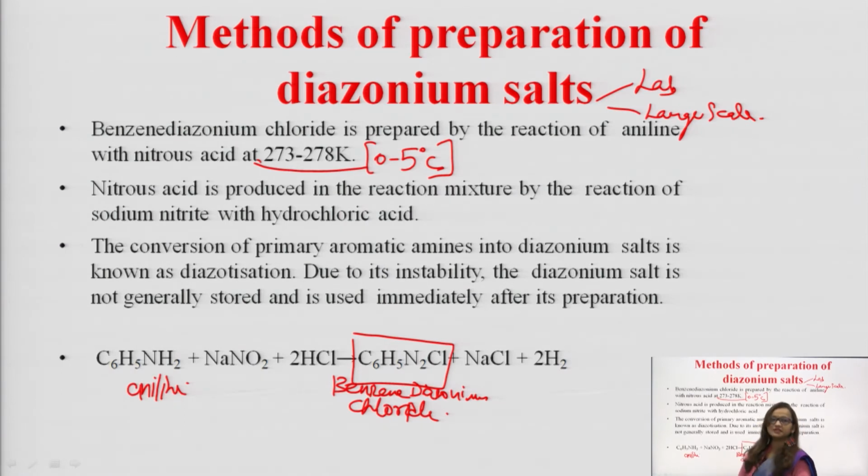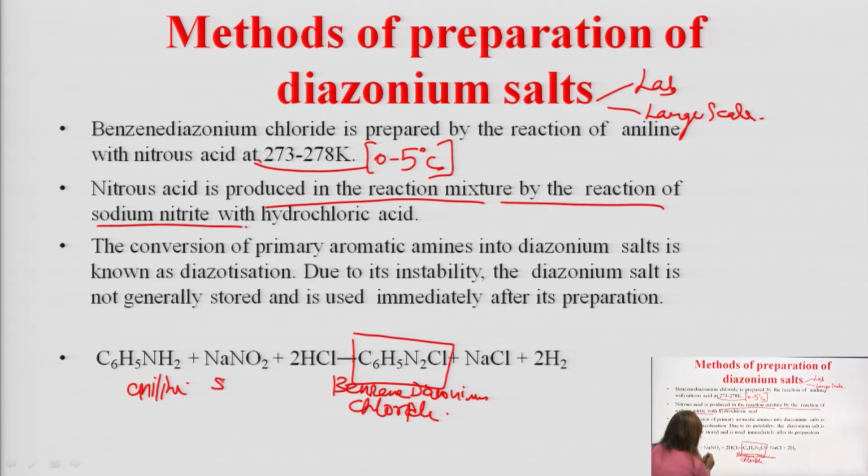Now, how is nitrous acid prepared? Nitrous acid is produced in the reaction mixture by the reaction of sodium nitrite with hydrochloric acid. So, we have written the whole reaction in one sentence, that aniline is treated with sodium nitrite and HCl. Then what are we getting? We are getting benzene diazonium chloride plus sodium chloride plus water, right. So, this is the method of preparation of diazonium salt, right.